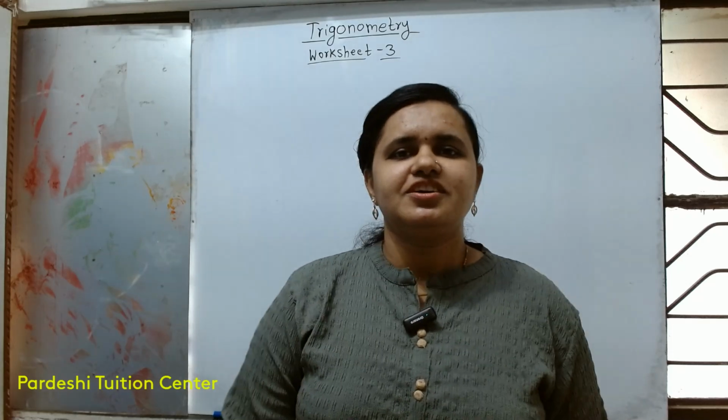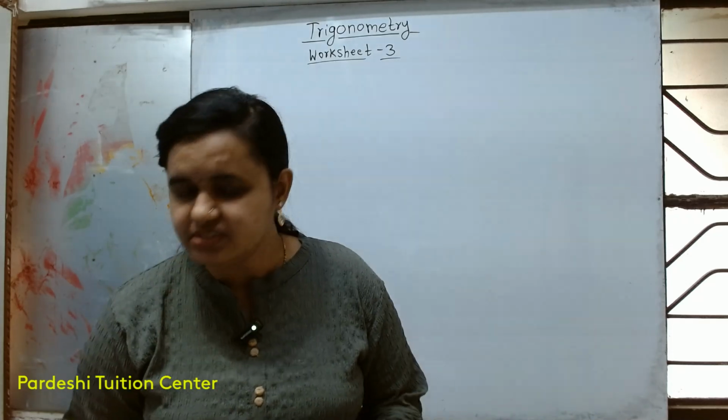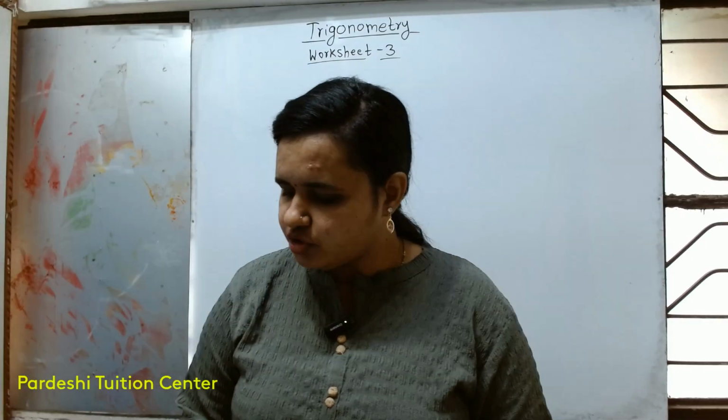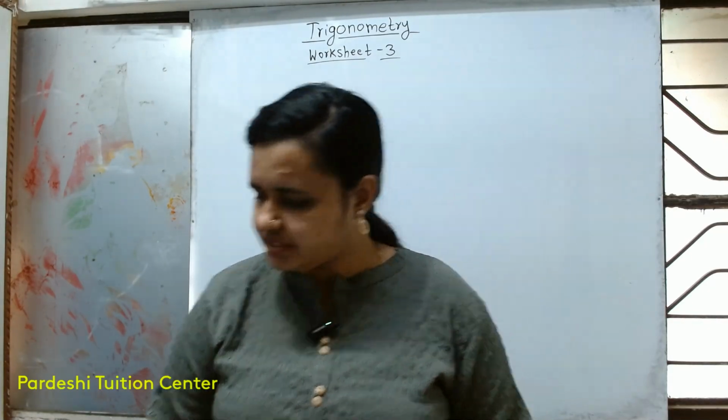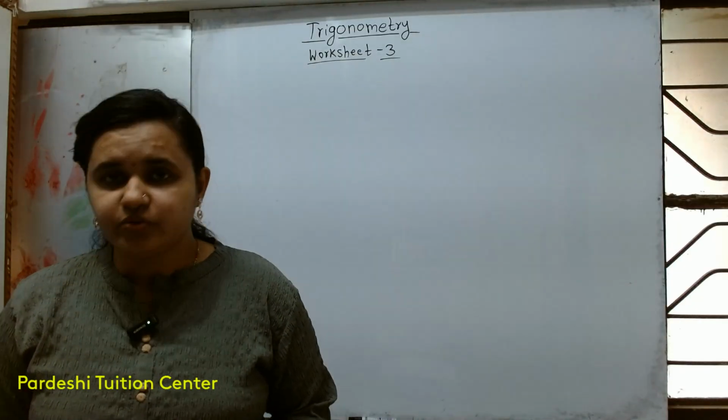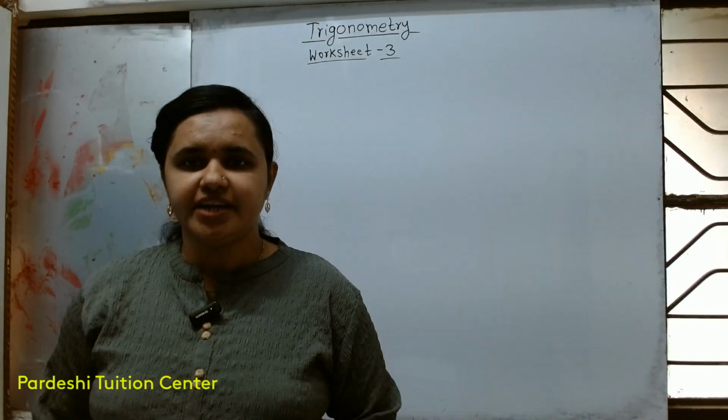Hello students. So we have completed up to question number 16, level 2, that is worksheet 3. Now we will start from question 17, that is comprehension type, page number 37, worksheet 3. Okay. Now 17th question. It is a comprehension type question.